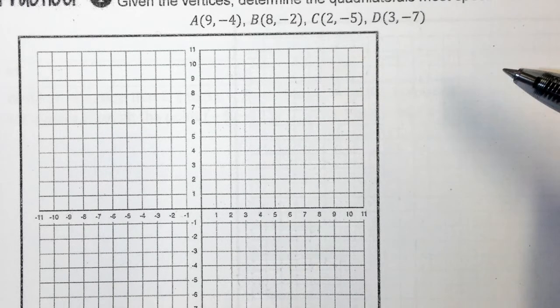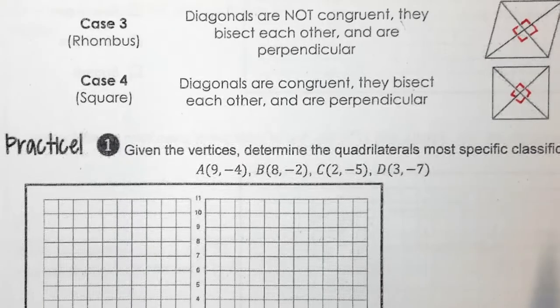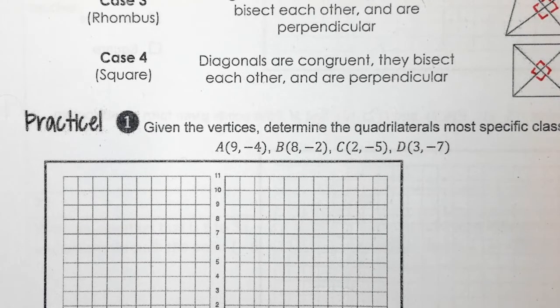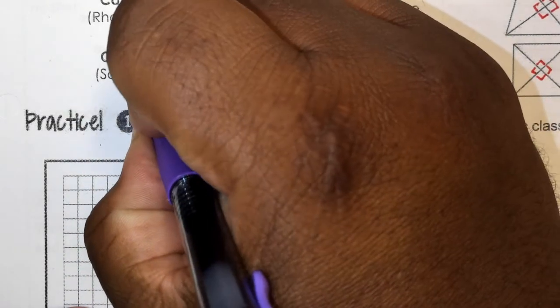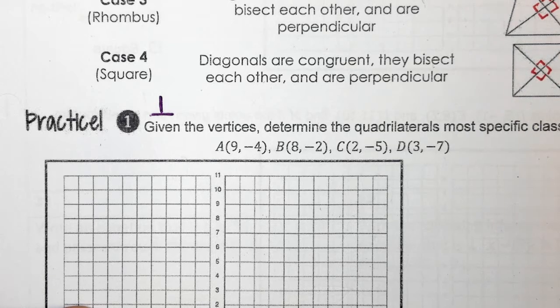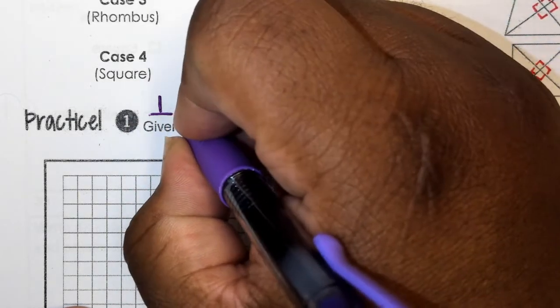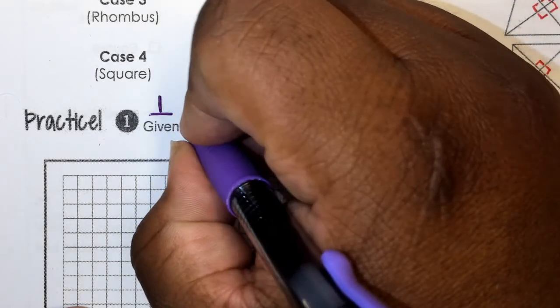Practice number 1: given the vertices, determine the quadrilateral. Oh, I skipped something. Sorry. I need to remind y'all of something before we do this, because I know some of y'all don't remember. Y'all need to remember what a perpendicular slope looks like. Up here, I'm just doing a couple examples for us. Remember, 2 slopes that are perpendicular should be what we call opposite reciprocals.